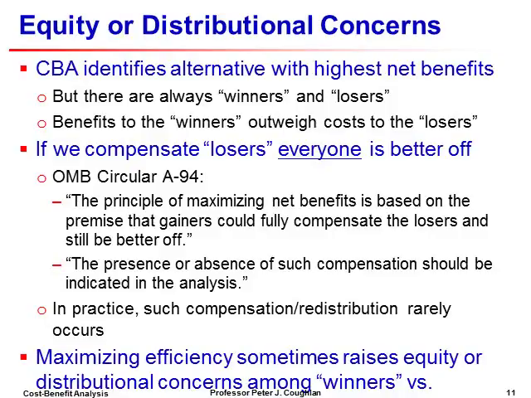Because the total gains exceed the total losses, the idea here, as the OMB Circular 894 says, the principle of maximizing net benefits is based on the premise that gainers could fully compensate the losers and still be better off, right? So the idea is that because the gains exceed the losses, we could have a transfer from the winners to the losers and make everyone better off and avoid all these equity concerns, right? But in practice, of course, such compensation or redistribution rarely occurs, right? Every policy has winners and losers, and although theoretically we could make the winners pay off the losers' losses and the winners would still be winners, that doesn't often happen, right? So sometimes maximizing efficiency, in other words, maximizing total net benefit, raises equity or distributional concerns because, for example, what's good for the overall economy is going to be bad for certain segments of that economy.